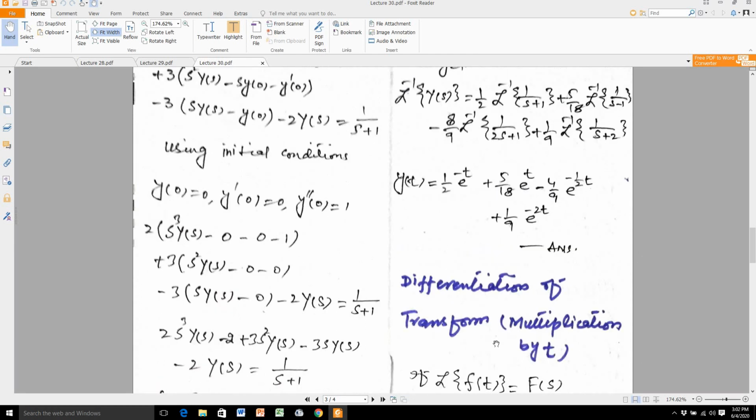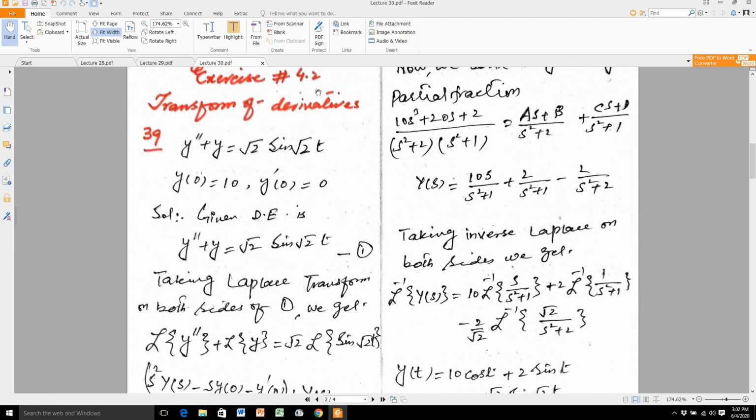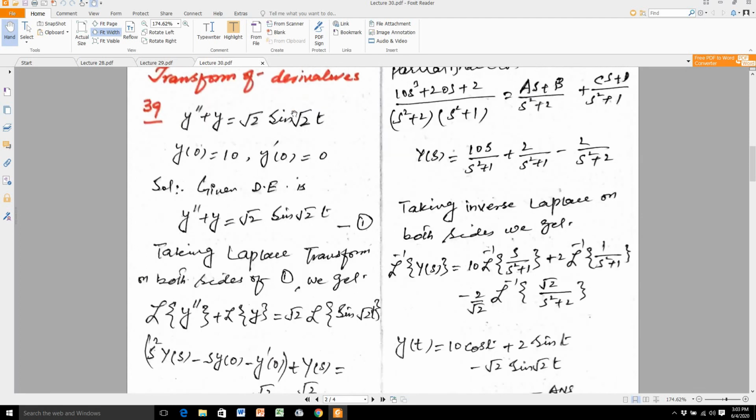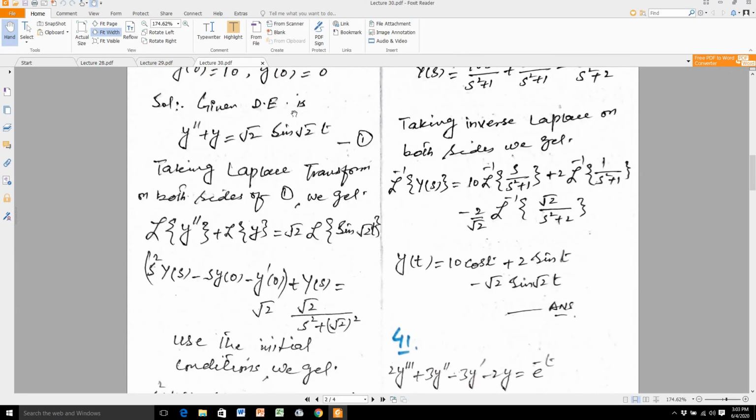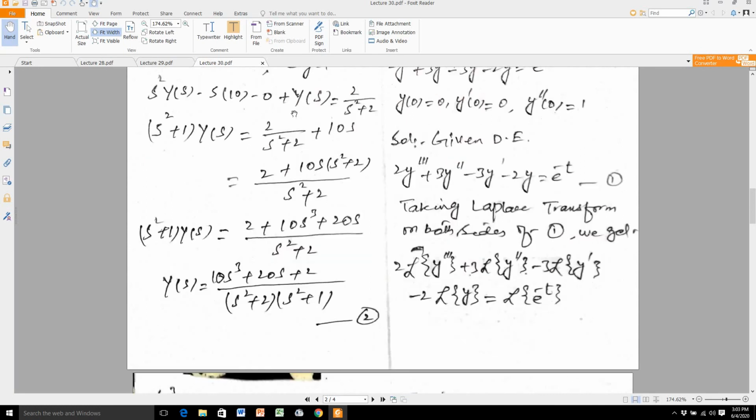Here are some questions that come under this heading, transform of the derivatives, exercise 4.2, and you are now able to solve these questions by using the Laplace inverse transform. This is how to solve a differential equation by using the Laplace transform and inverse Laplace transform. In our next lecture we will move towards an exercise in which we solve systems of linear differential equations.